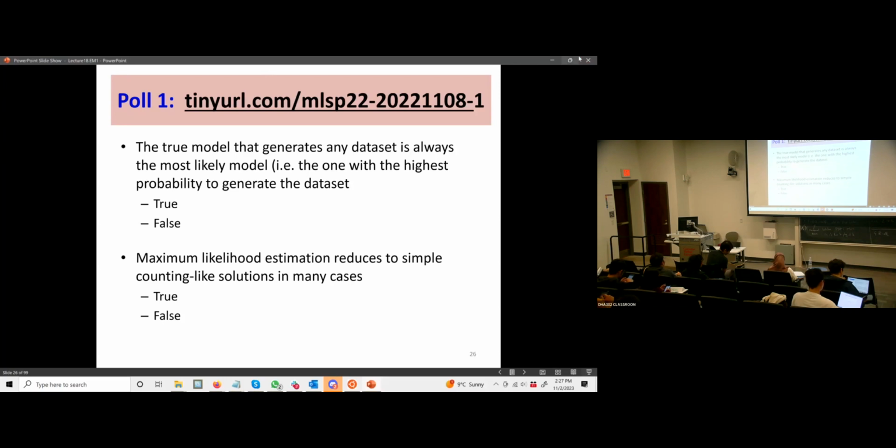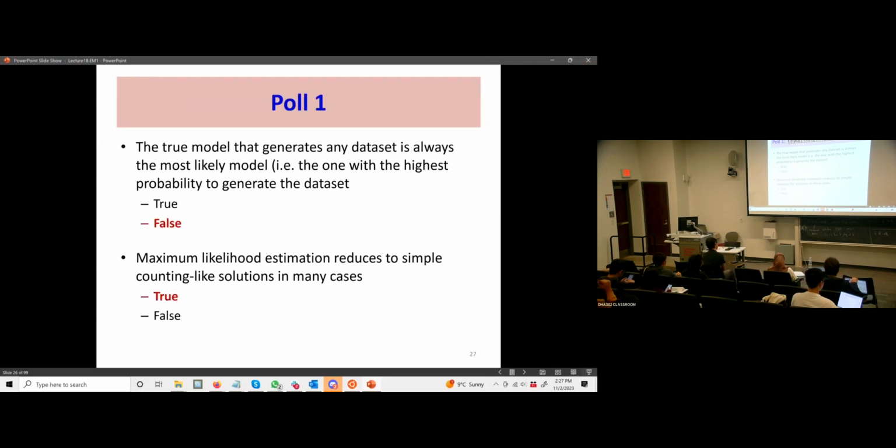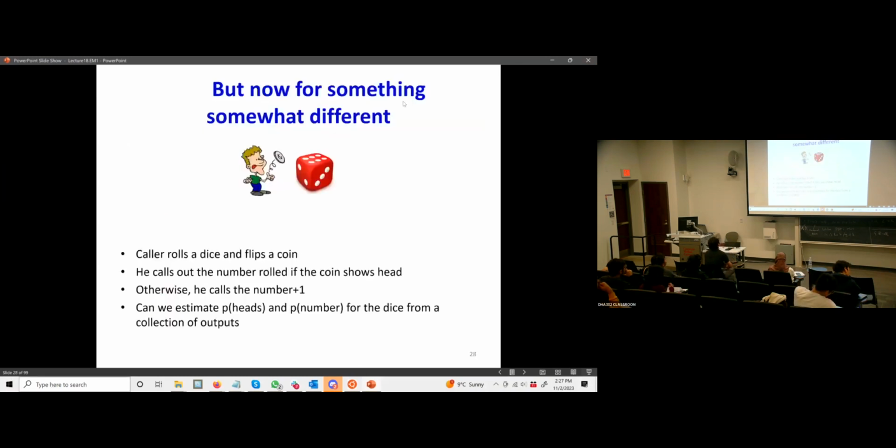Anyone want to answer the first one? False. Second, true, right? Easy enough. That the true model is not always the most likely model, right? It might just be a random outcome. It's just a guess. That's just a principle that we work with. It won't necessarily hold in every case. But it is true that in many cases this just descends to simple counting-like solutions. Okay. Any questions so far? This was the easy bit.